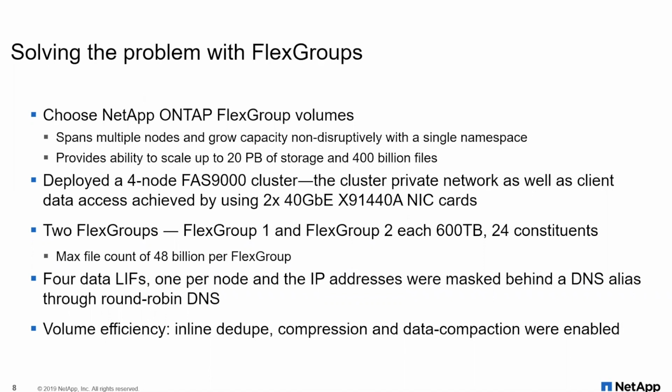Talking about the networking, because we wanted to utilize the full potential of the FlexGroup, we deployed a data LIF per node, 4 data LIFs in total, bundled into a single DNS record. So we use this round robin DNS record. Each time a client unmounts and mounts, they get a new IP address. That way, we aggregated the throughput and balanced the load more evenly across all the nodes. We also turned on all the volume efficiency features: dedupe, compression, and data compaction.